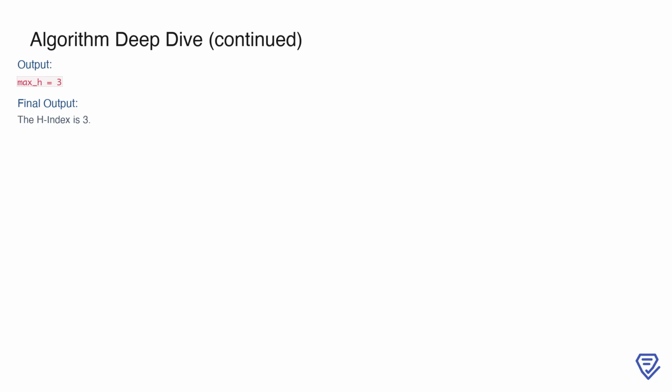After completing all iterations, the value of max_h is 3, which is the final h-index. This means the researcher has at least 3 papers with 3 or more citations. The h-index provides a measure of the researcher's impact based on their most cited papers and is particularly useful for assessing academic performance. While the brute force approach is simple and easy to understand, its inefficiency for large datasets highlights the importance of exploring optimized solutions. Nonetheless, this method demonstrates the foundational logic behind computing the h-index.